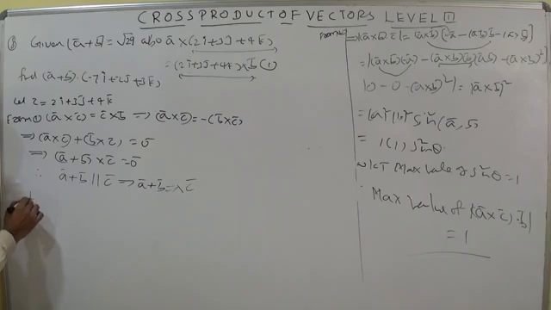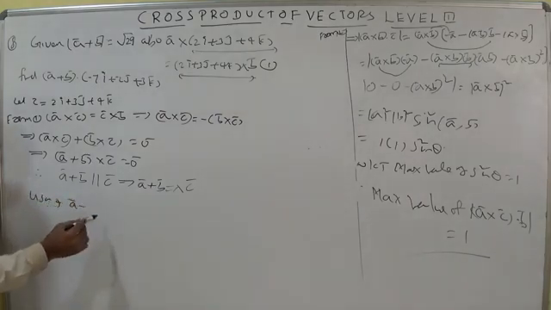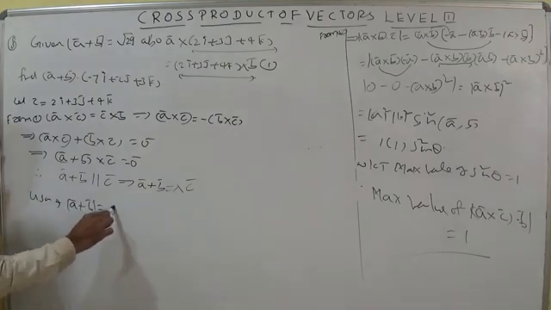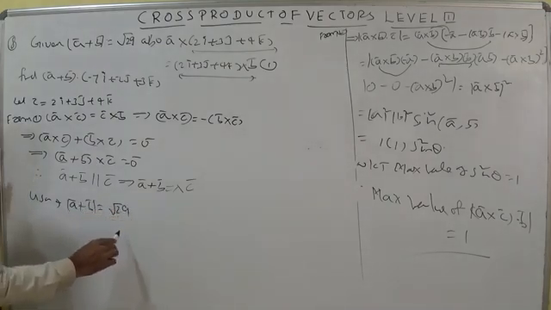Now using what he given, modulus of A bar plus B bar equal to root 29.